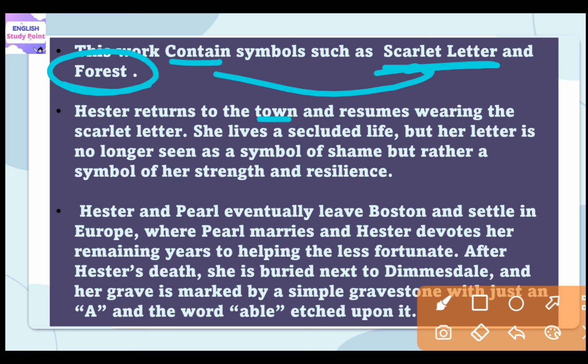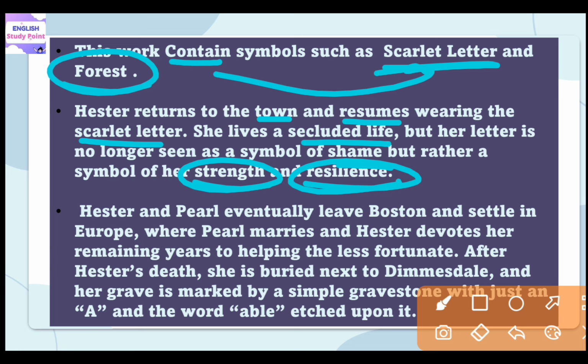Hester returns to the town and resumes wearing the scarlet letter. She now lives a secluded life away from society and people. But her letter is no longer seen as a symbol of shame, but rather a symbol of strength and resilience. Here we get to notice that this character, Hester Prynne, undergoes a transformation from a scorned woman to a self-reliant individual who finds her own path to redemption.